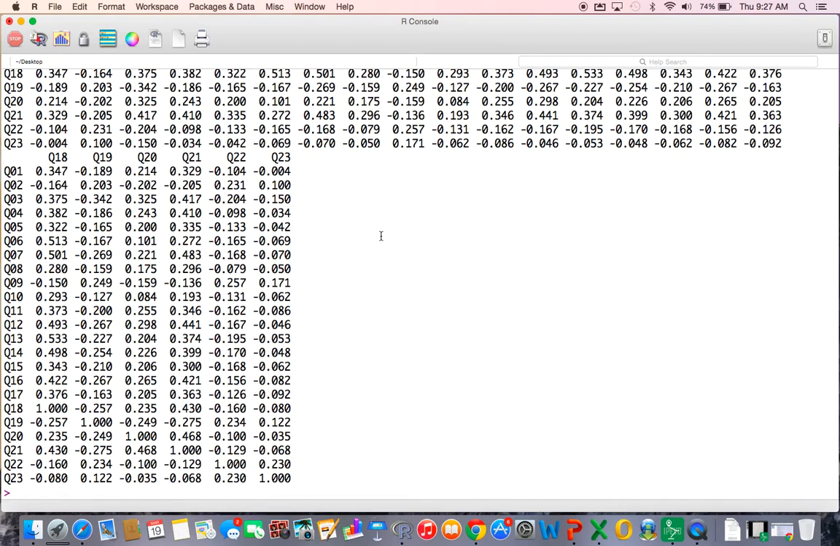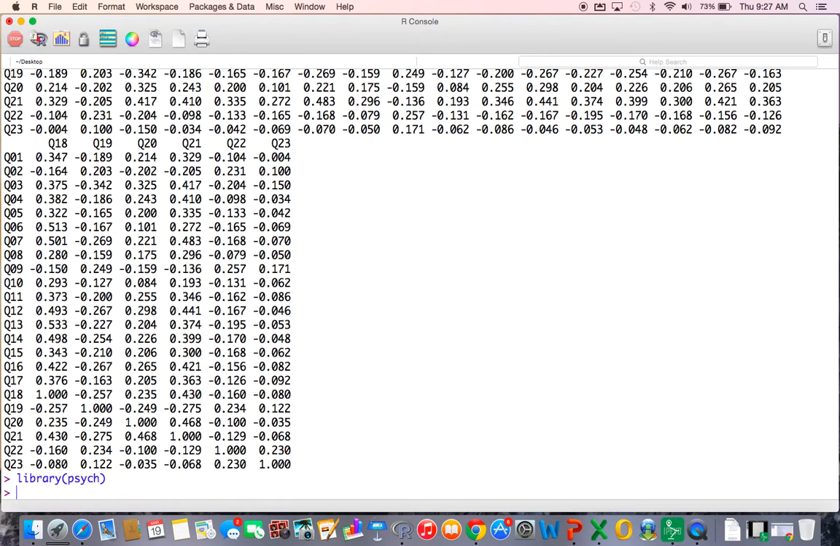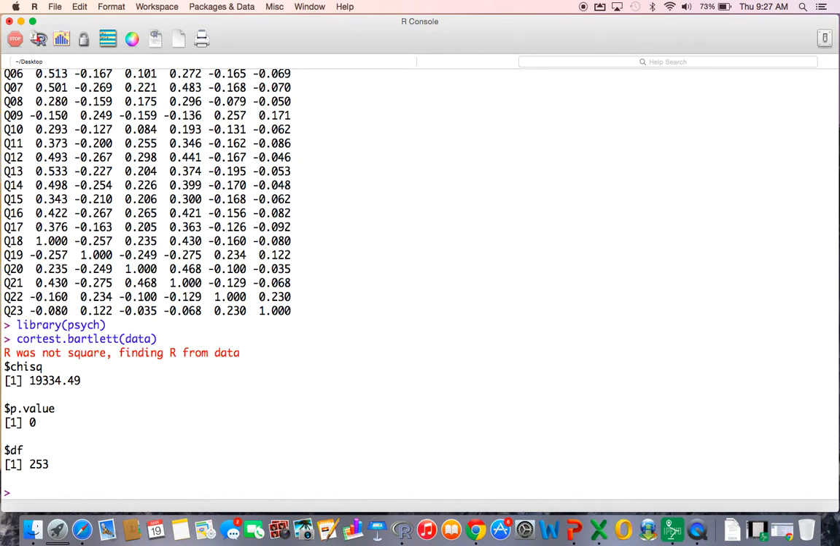So guys, remember we did the Bartlett's test, but first thing we have to do is access the library for psych. I've already installed the packages, so you probably have too, or at least I hope you have. So I do cortest.bartlett with my data. Remember, problems would be p-values above 0.05. What do you mean R was not square? How is R not square? Oh, my bad, guys.